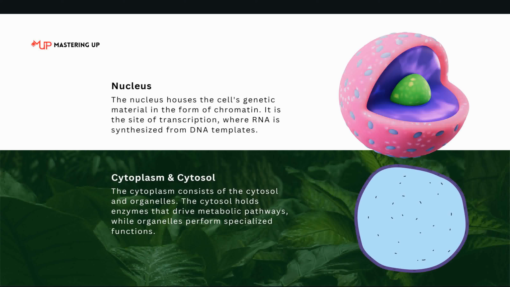The cytoplasm is a jelly-like substance that fills the cell. It includes the cytosol and all organelles, while cytosol itself is a liquid matrix that contains various enzymes and supports vital metabolic reactions.